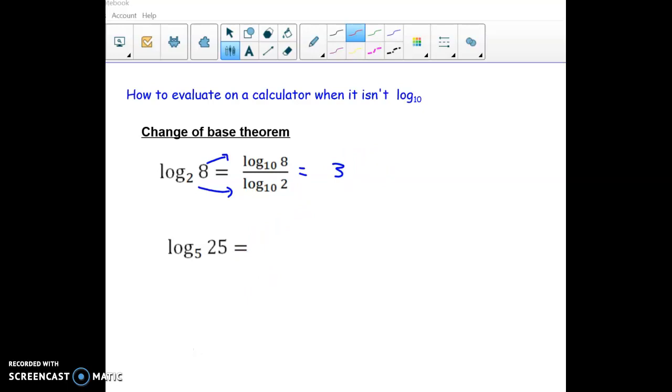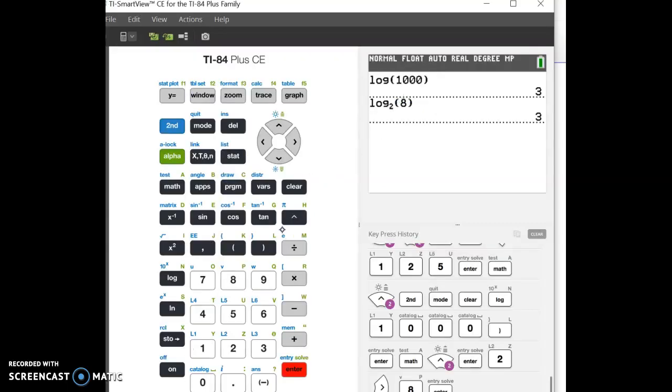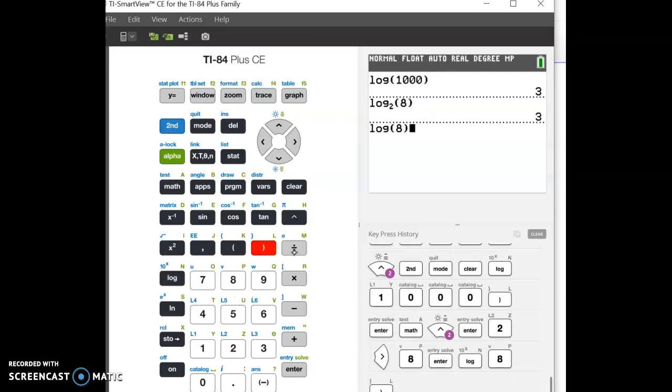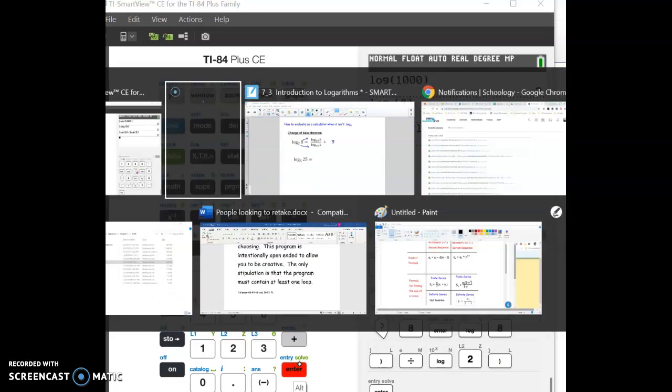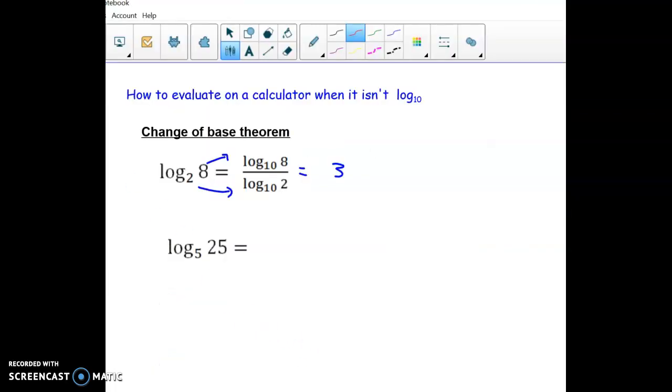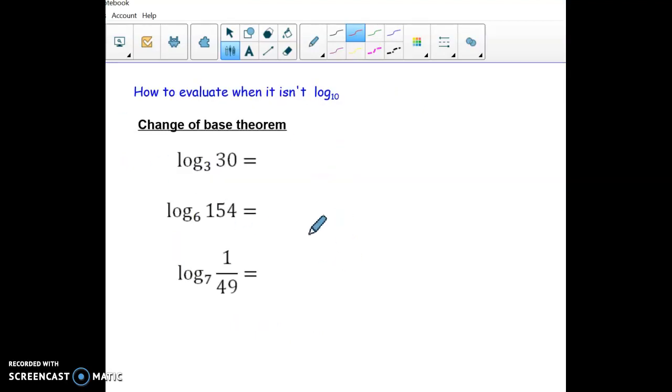All right, so let's try that out. We just did it here with the regular button, but if I do log of 8 divided by log of 2, that'll be 2 base 10 logs, and that should give me the same thing of 3. Okay, so that's called change of base. All right, so I just want to make sure you got it. So see if you could rewrite these. What would you type in your calculator if you wanted to do these with change of base? So pause the video and give them a shot.